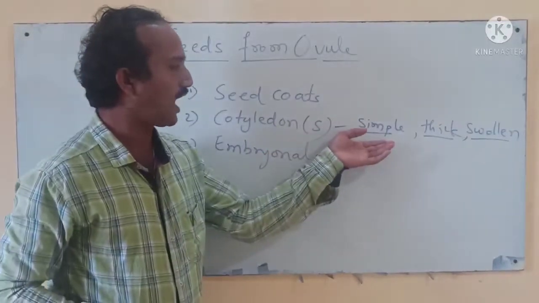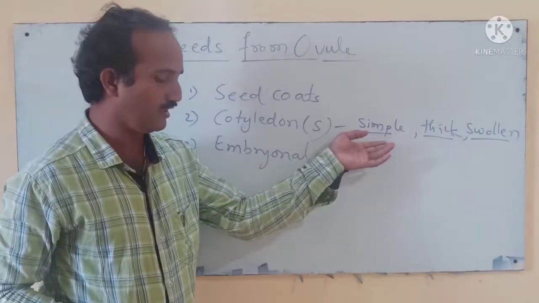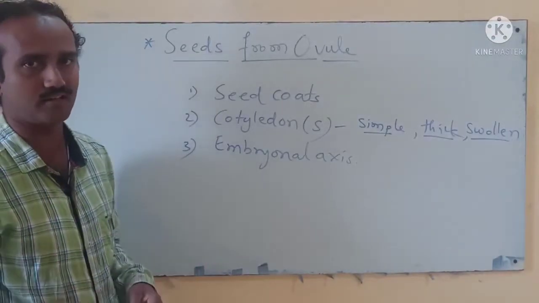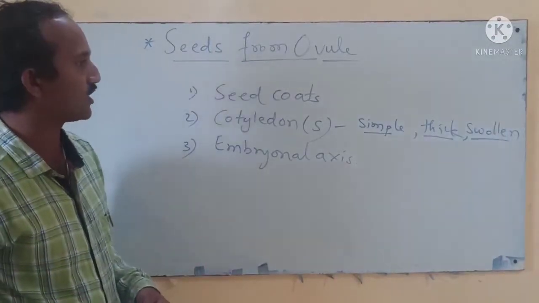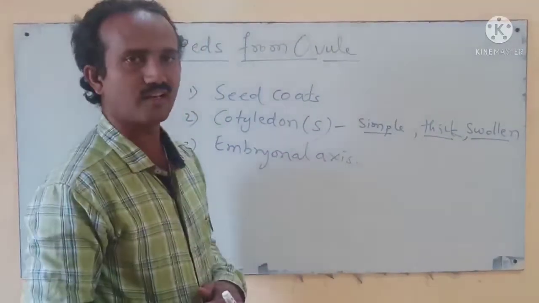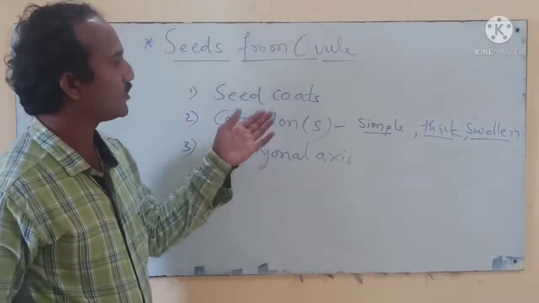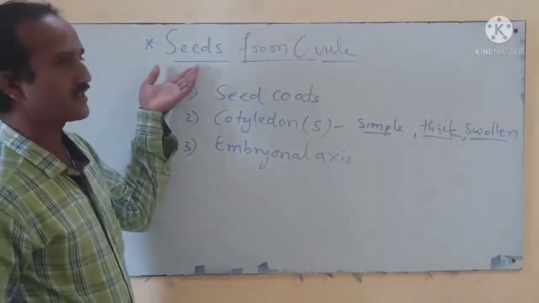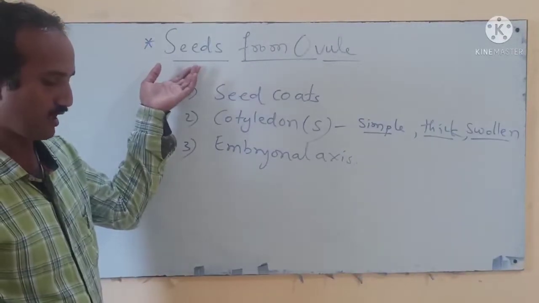They are swollen due to the presence of storage food materials, as in leguminous plants. In leguminous seeds we can observe the swollen cotyledons, and this storage food material is used by the seeds during germination.